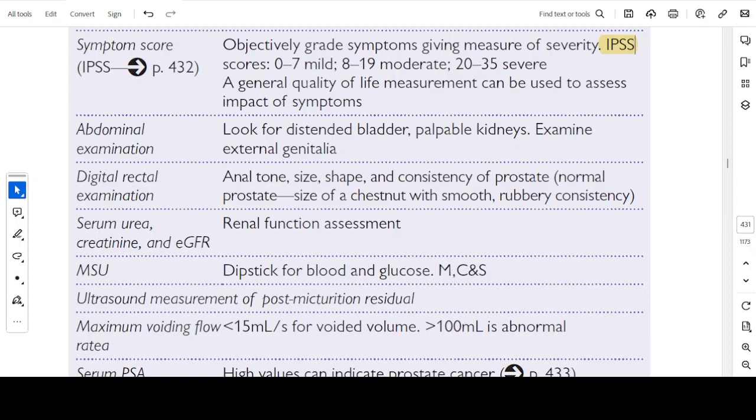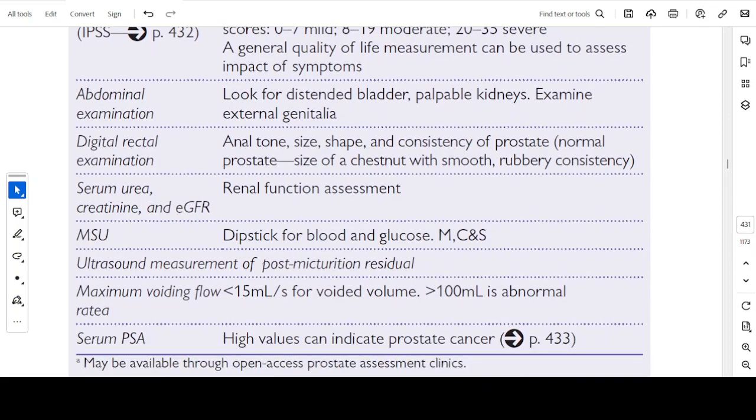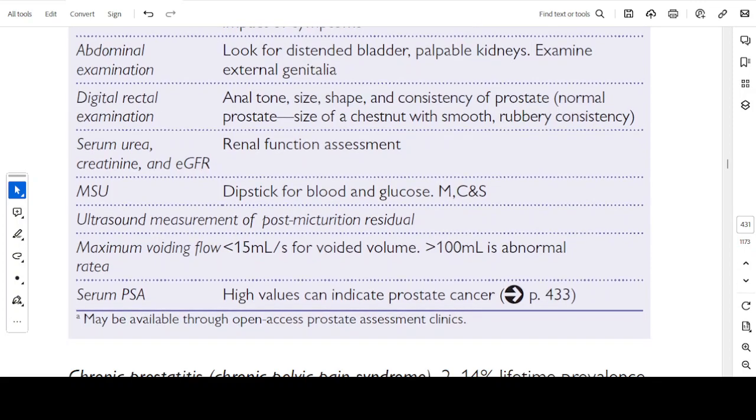Abdominal examination: look for distended bladder, palpable kidneys, examine the external genitalia. Digital rectal examination: look for the anal tone, the size, shape and consistency of the prostate. Normal prostate is the size of a chestnut with smooth rubbery consistency.